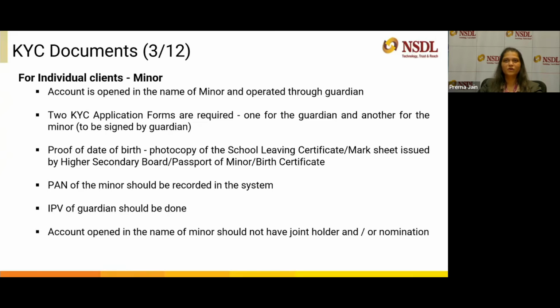Now, let us understand the document requirement for different categories of clients. In case of a minor, the account should be opened in the name of the minor and should be operated through a guardian. Two KYC application forms are required, one for the guardian and another for the minor, to be signed by the guardian. For proof of date of birth, a photocopy of the school leaving certificate, mark sheet issued by higher secondary board, passport of the minor, or birth certificate should be obtained. PAN of the minor should be recorded in the system. In-person verification of the guardian should be done. An account opened in the name of a minor should not have a joint holder or nomination.